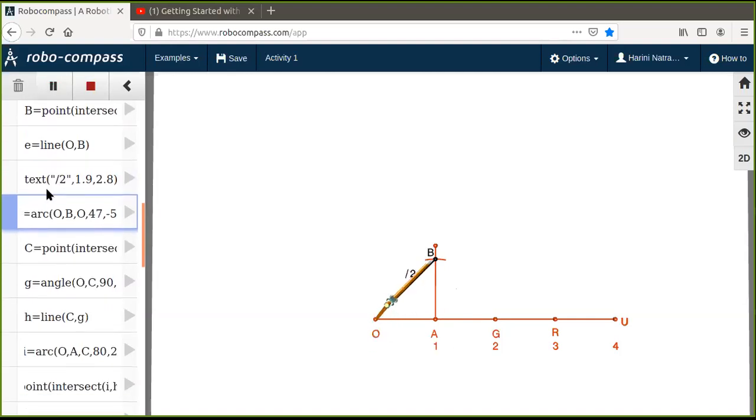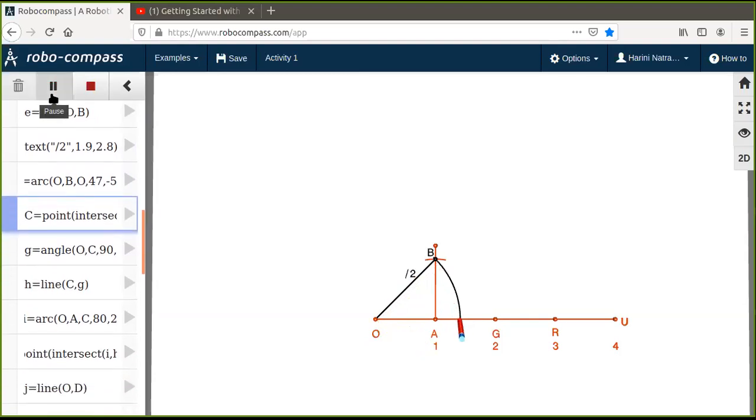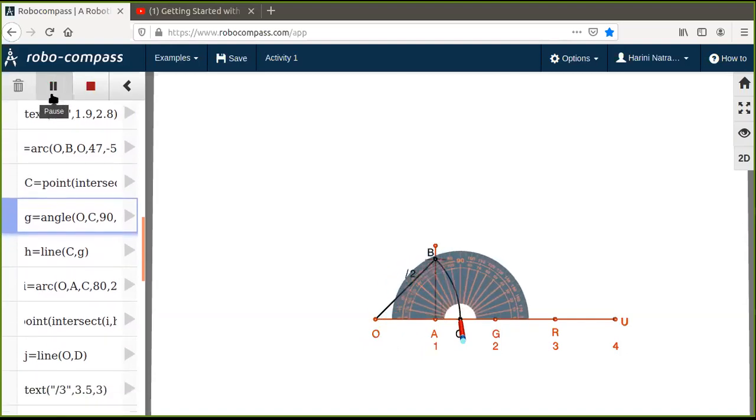Okay, I've taken OB as the radius, and from there I have cut an arc. And wherever the arc is meeting the number line, that will be my point root 2. So I have located root 2 there, and hence I will continue this procedure now at that new point.